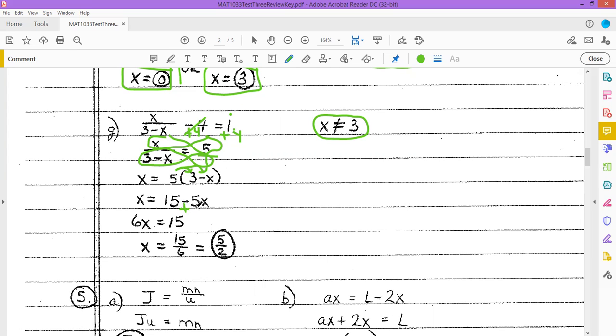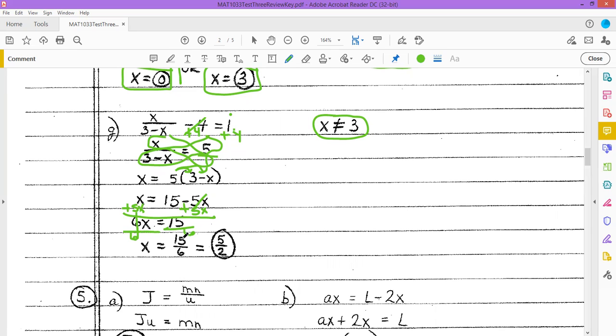We're going to add 5x to both sides of this equation. 5x will cancel on the right. We'll carry down the 15. On the left side, x plus 5x gives us 6x. And then we'll divide both sides of the equation by 6 to get our solution.